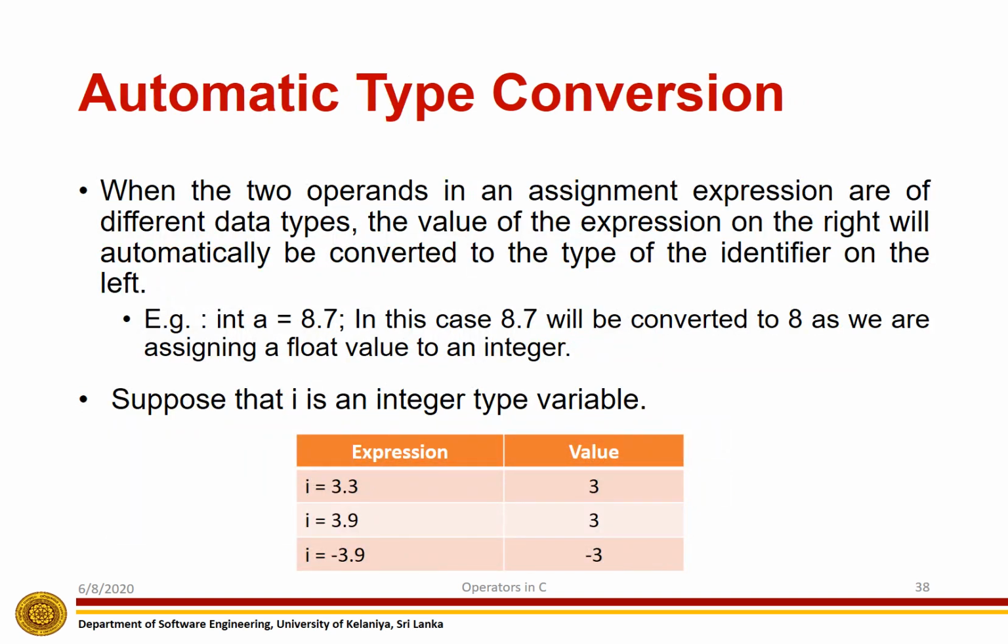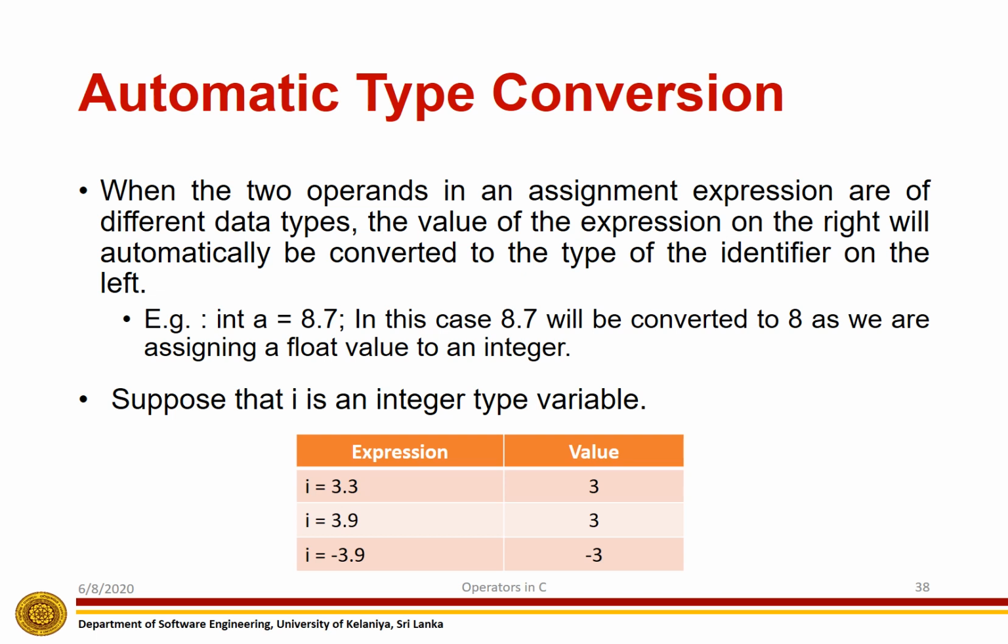Automatic type conversion means when two operands in an assignment expression are in different data types, then the value of the expression on the right side will automatically convert to the type of the identifier on the left side. Simply, the left side type will apply to the right side if both sides' data types are different. For example, int a = 8.7: the left side is int and the right side is float. So in this case 8.7 will be converted to 8, as we are assigning a float value to the integer.